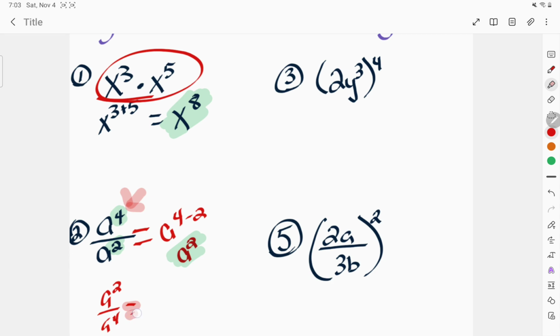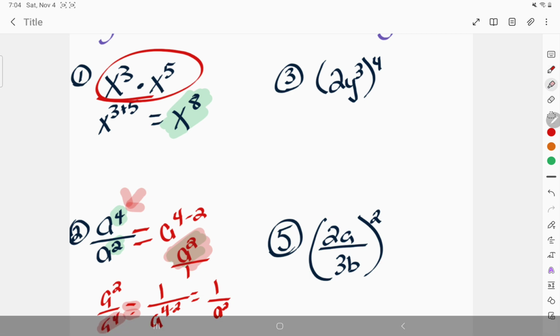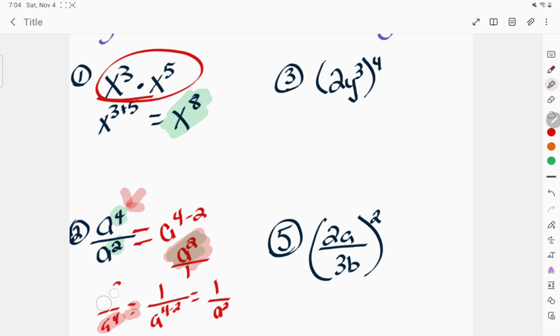Now going back down here to the other example, that would have ended up being 1 over a, 4 minus 2, which would have equaled 1 over a squared. So in division, if your higher exponent is in the numerator, then your answer stays in the numerator. Technically speaking, you can say that that is over 1. But if your larger number is in the denominator, like the example that I gave, then your answer will end up being a fraction, okay?